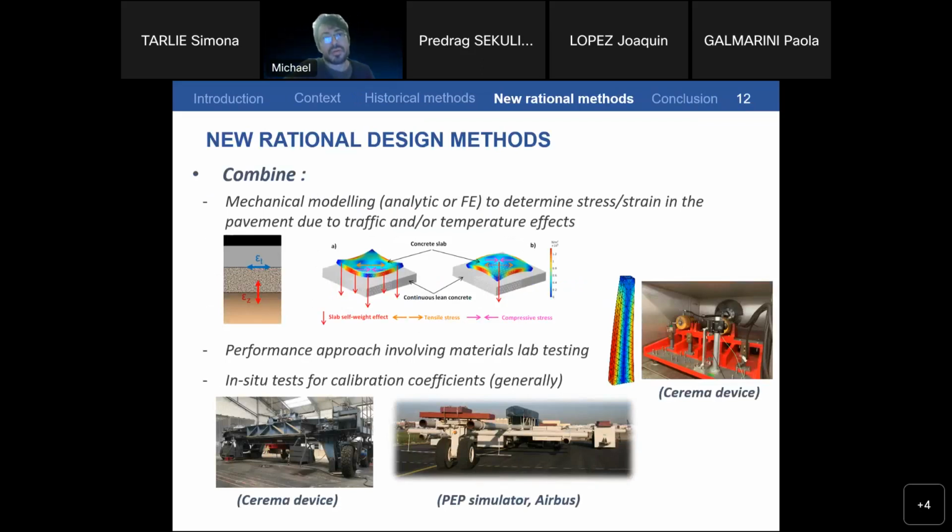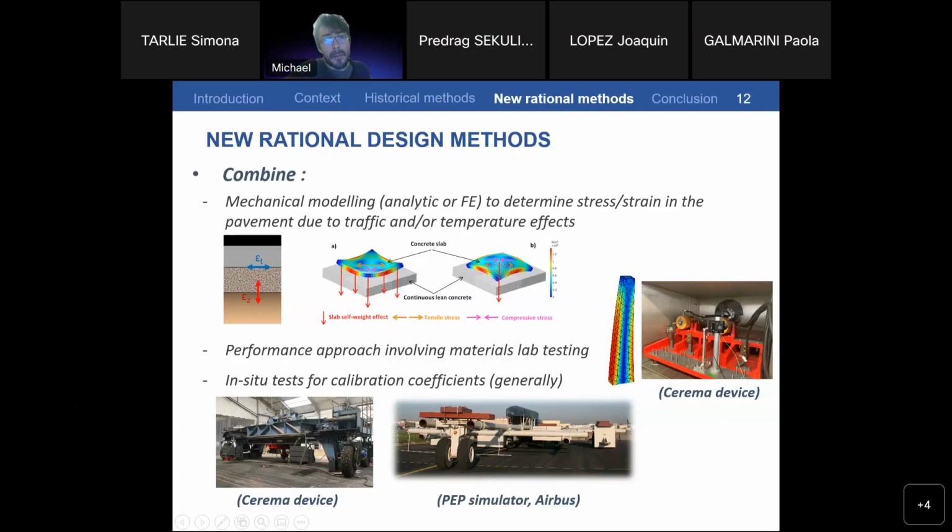So what's a rational method? These are methods which combine, first, a mechanical modeling, which can be an analytic model or finite element models, to determine the stresses and strains in the pavement due to both the traffic or temperature effects. Temperature effect is very important for rigid pavements, for instance. So it combines this modeling with what we call a performance approach. It's a material characterization through laboratory tests, so fatigue tests, stiffness tests, etc. Here you have an example of a fatigue device from the French CIREMA.